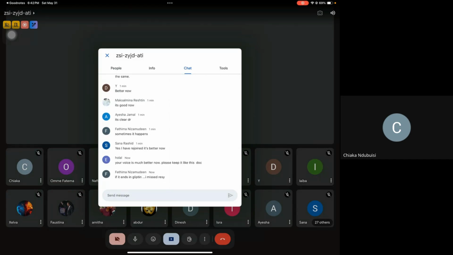If it ends in gliptin, then it's going to be a DPP4 inhibitor. If it ends in tide, then these are going to be GLP-1 analogs. If it ends in ide, then it's going to be sulfonylureas. If it ends in zone, so rosiglitazone, pioglitazone, then these are all going to be thiazolidinediones, right? This is how you're going to remember these drugs.